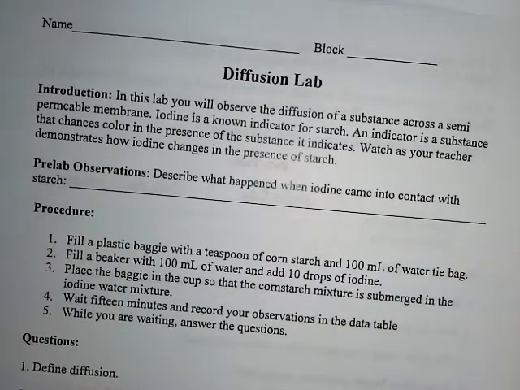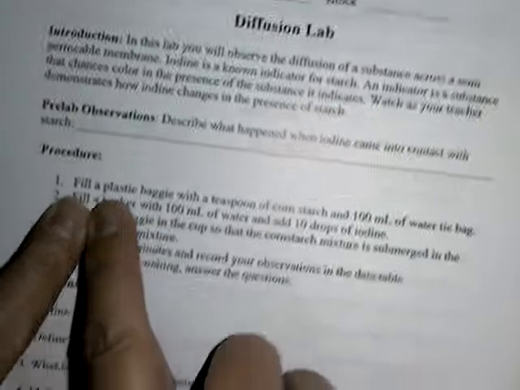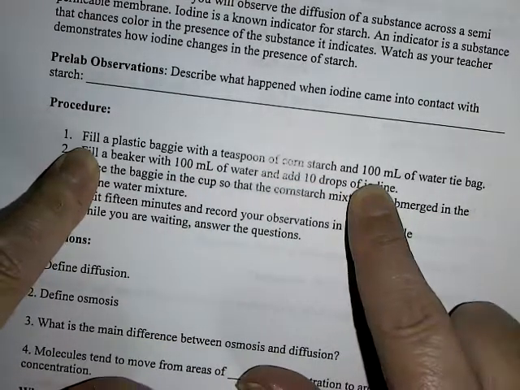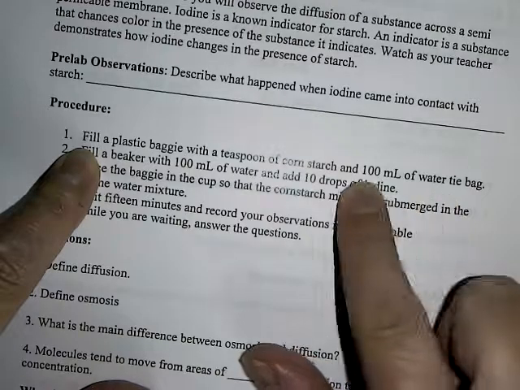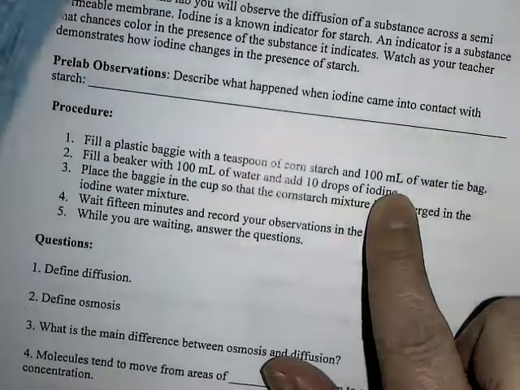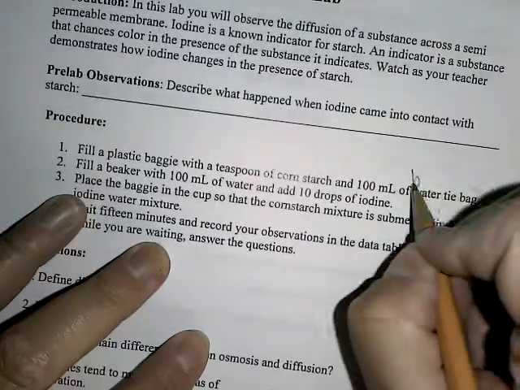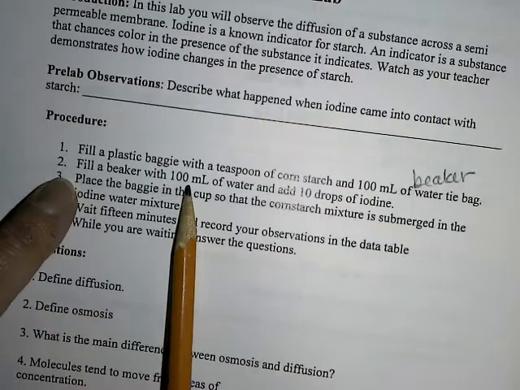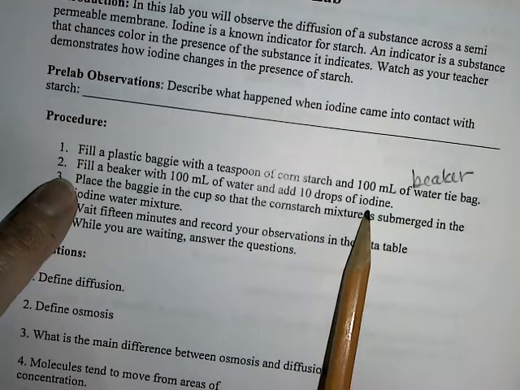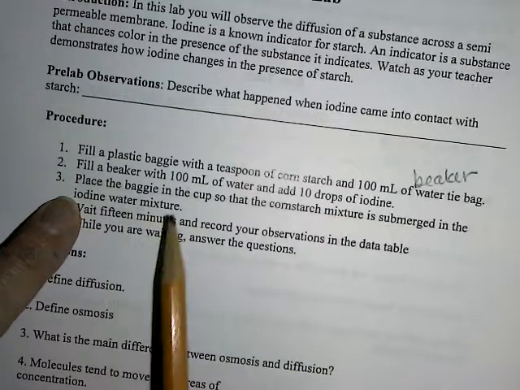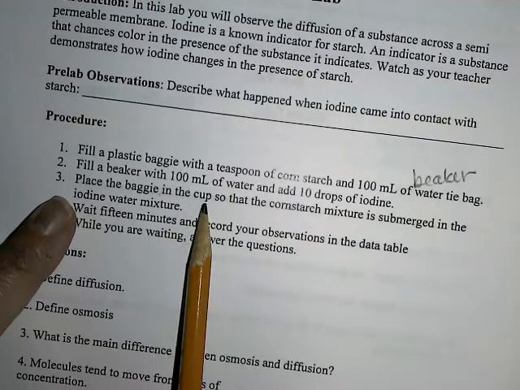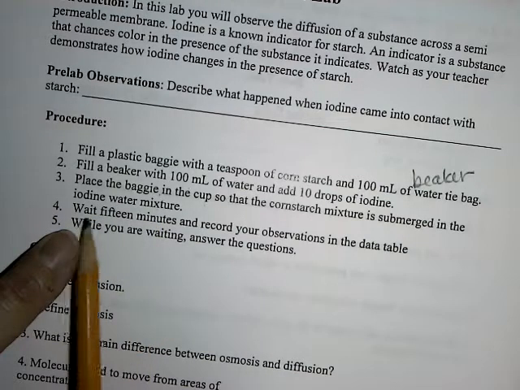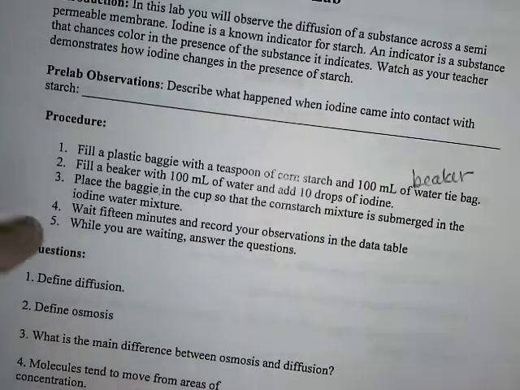Okay? Now, here we go. I need you to fill a baggie with a teaspoon of cornstarch and fill a beaker with 100 milliliters of water. Add 10 drops of iodine. Place the baggie with your cornstarch in the beaker so that the cornstarch mixture is submerged in the iodine mixture. Wait 15 minutes and then record your observations.